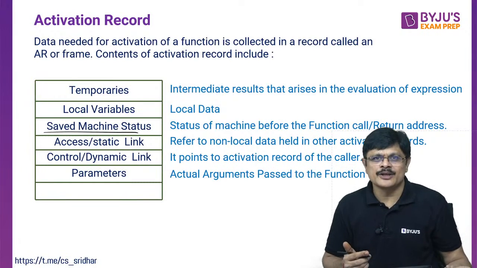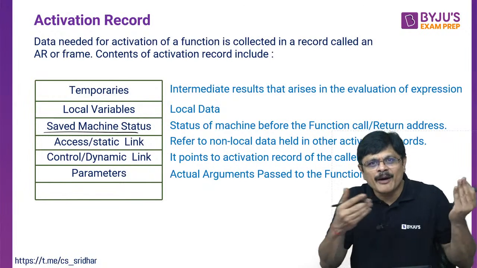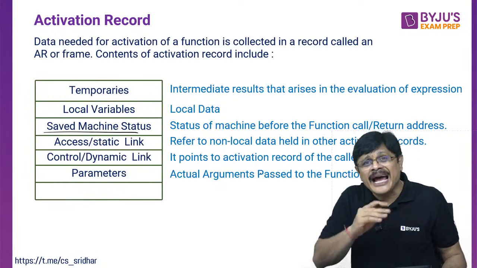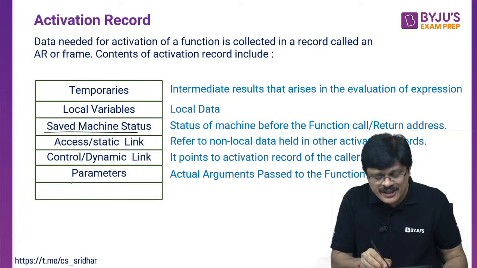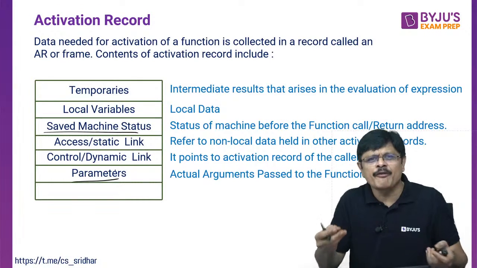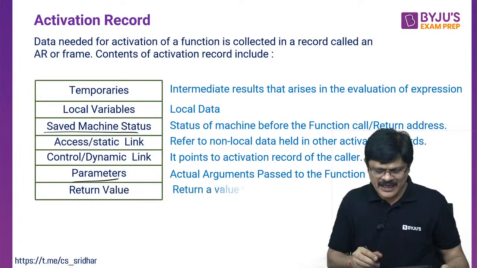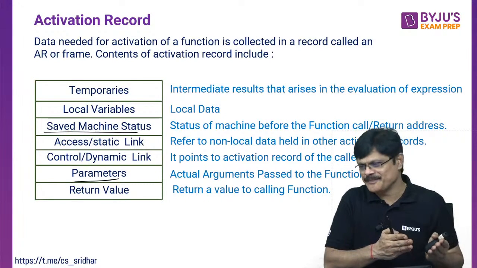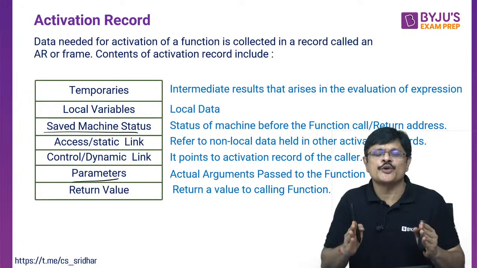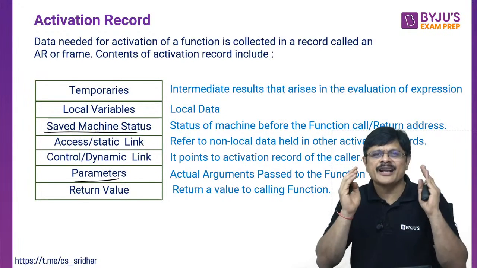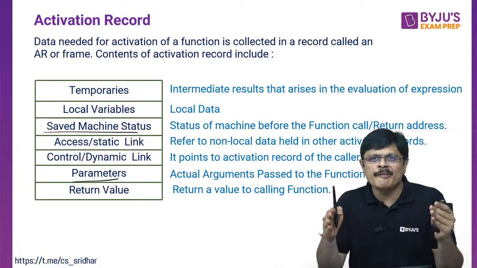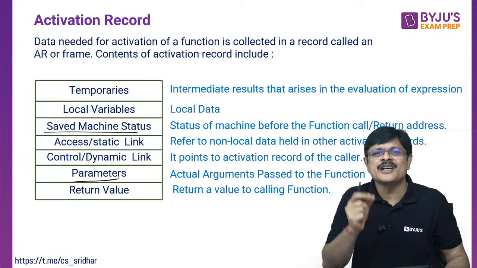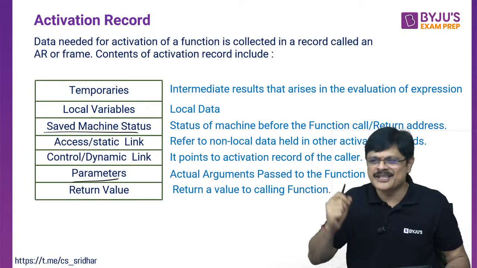Parameters. Because when you call a function, obviously some parameters are passed, or actual arguments. So the actual arguments passed to the function are also stored in formal parameters. And finally, the return value. After completing its work, what is the value it has to return? So these are all the information stored in the activation record. Whenever a function is called, a lot of information is stored. In a simple sense, I have just given all the information stored in an activation record.